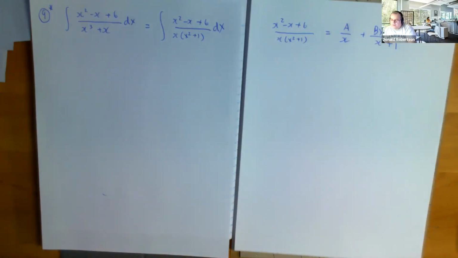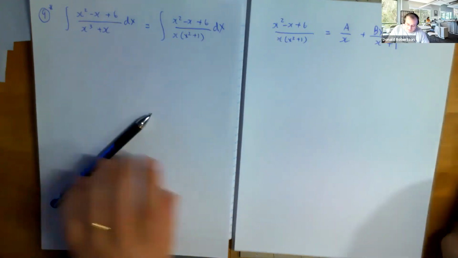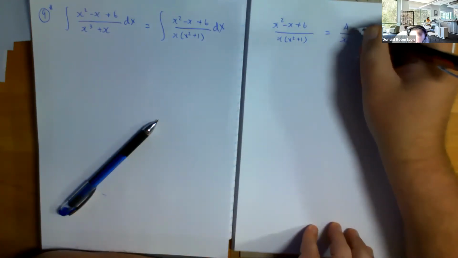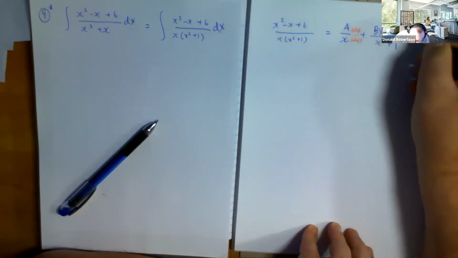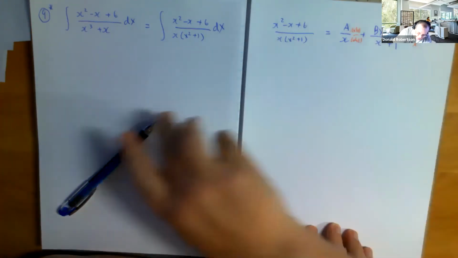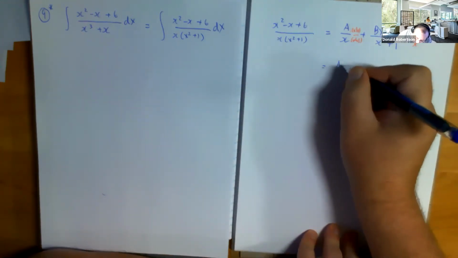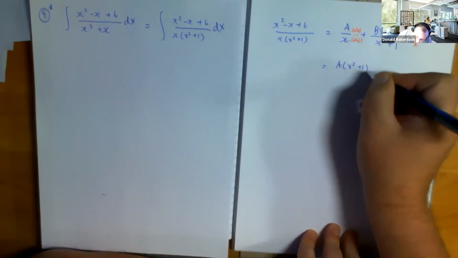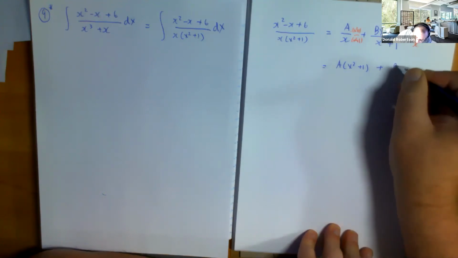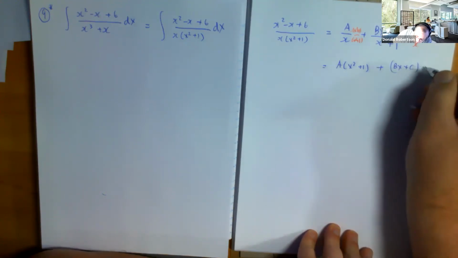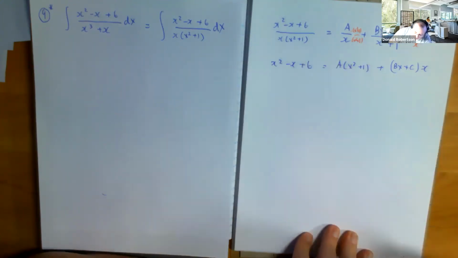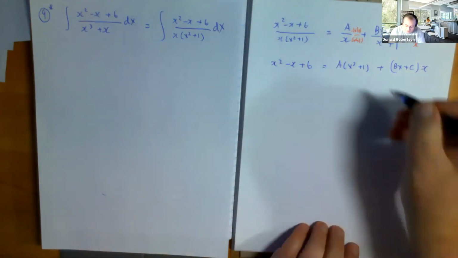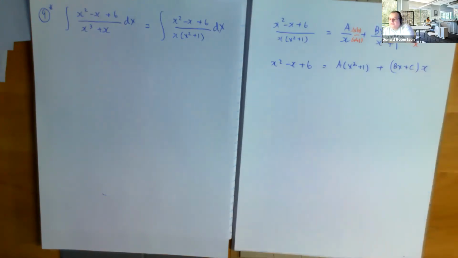Are we good with the splitting? Now, this guy is going to get an x squared plus 1 into it, and this guy is going to get an x into it. So when we put this together, we're going to have A times x squared plus 1, add Bx add C times x, and that's going to be x squared take away x plus 6. Are we comfortable with that? Because I've kind of skipped a line, but basically making the tops equal, right?